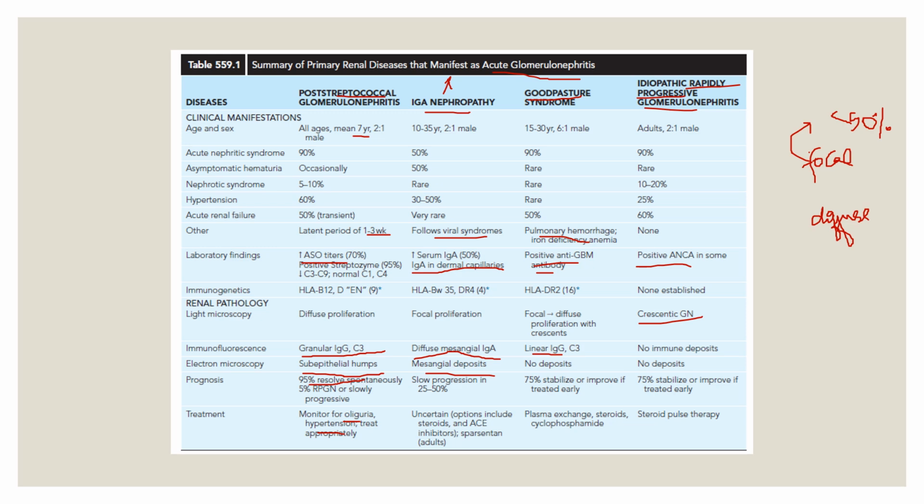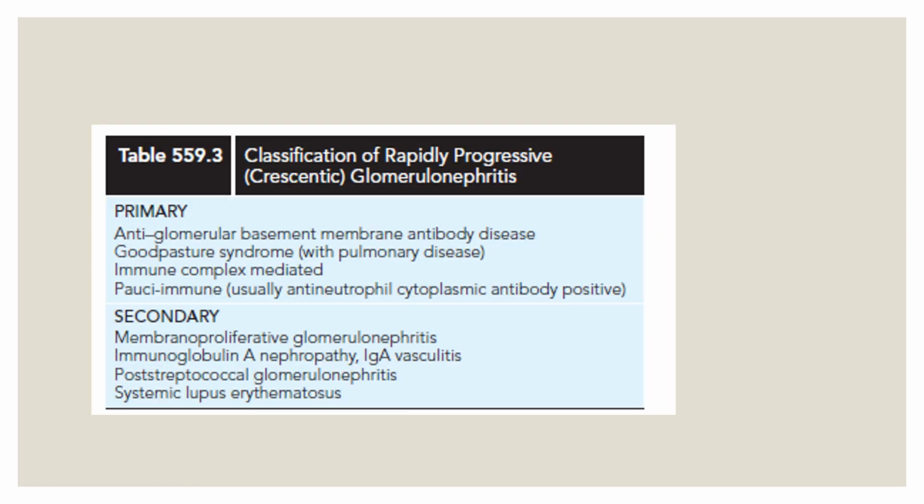There are no immune deposits, and 75% stabilize or improve if treated early in both Goodpasture and this RPGN. And the treatment can go in for steroids. You can use ACE inhibitors in case of IgA nephropathy. Okay, steroids and cyclophosphamide in case of Goodpasture, again steroid pulse in RPGN.